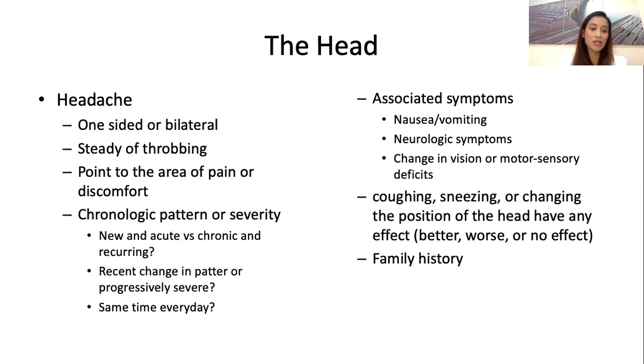Was there a recent change in pattern, or is it progressively severe? Is it the same time every day? And then as I mentioned earlier, you ask for associated symptoms because it can point you towards what the cause of the headache may be.